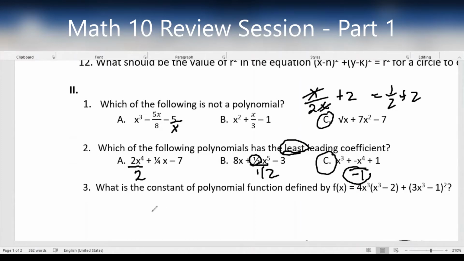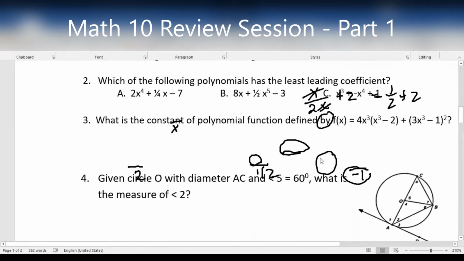Wait, adjust ko to. Ayaw na siyang ma-adjust. Ayan. Hindi ko na ma-adjust kasi nakaano pa ako. Kailangan sa mouse. Number 3 na tayo. We're done sa number 3, no? Number 4.